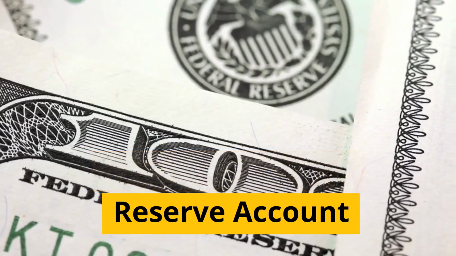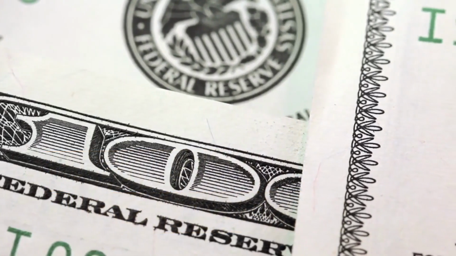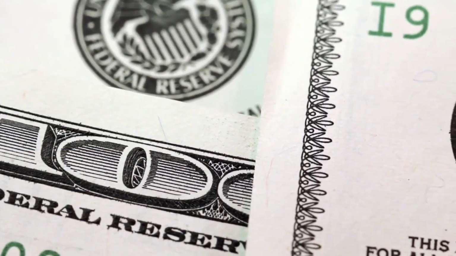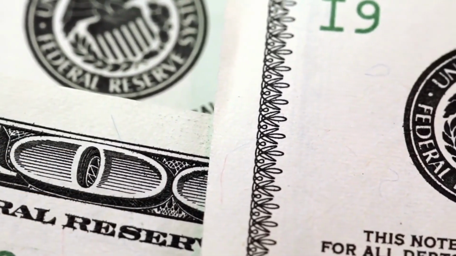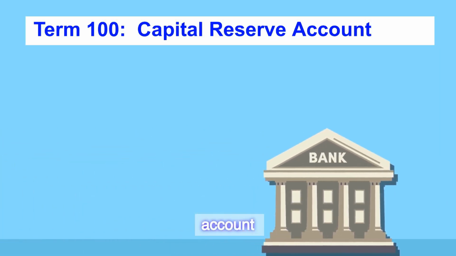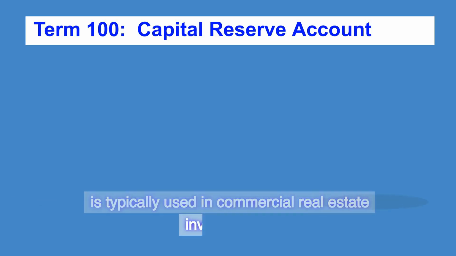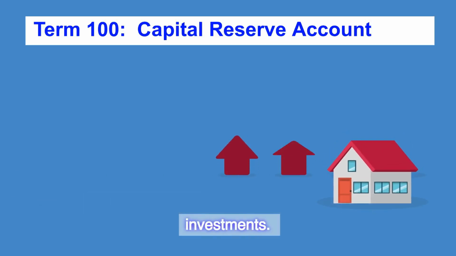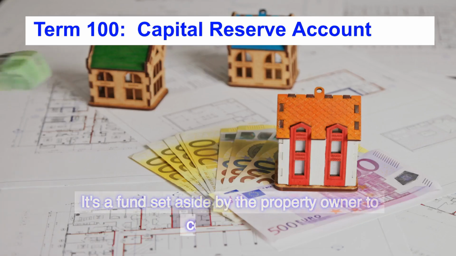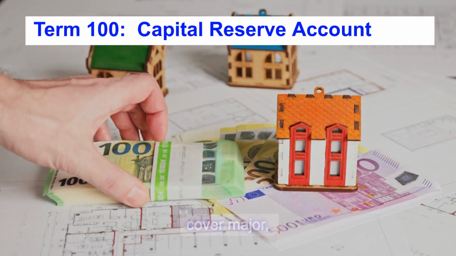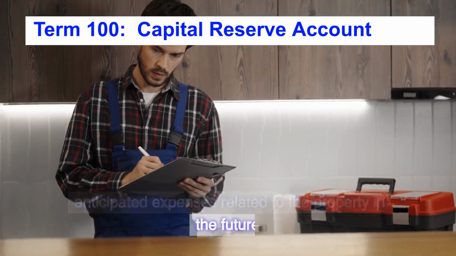Term 100, Capital reserve account. A capital reserve account is a type of reserve account typically used in commercial real estate investments. It's a fund set aside by the property owner to cover major, anticipated expenses related to the property in the future.